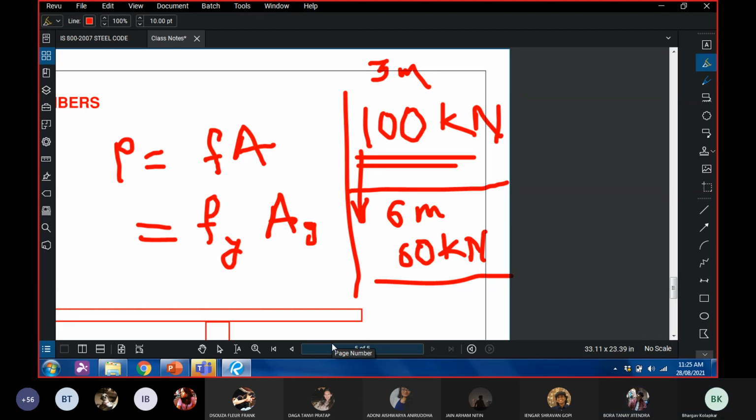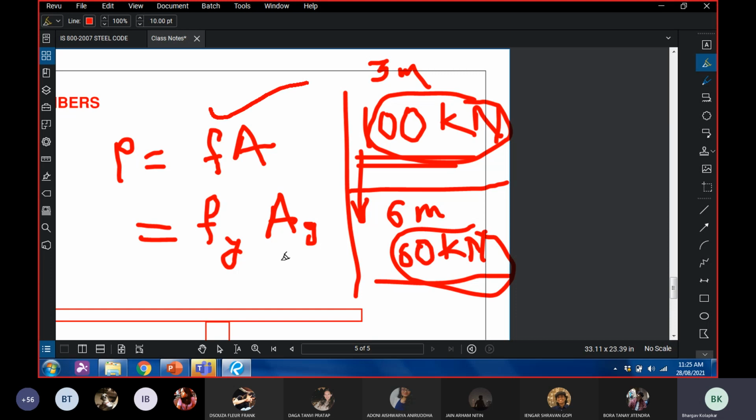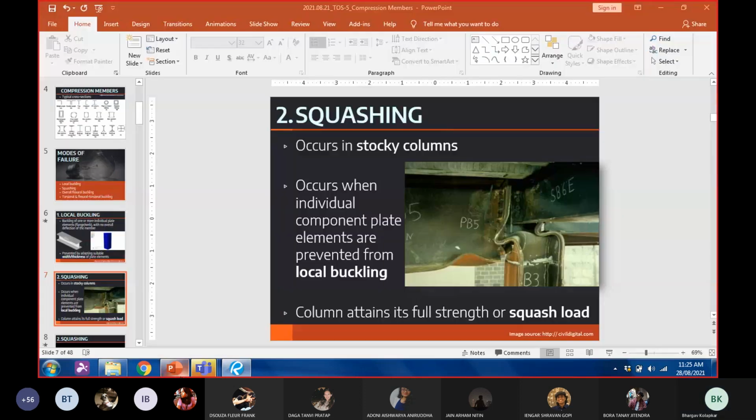Our end objective is we want to find out this number, this 60 or 100, whatever, based on what is the length of that column. So we should be able to identify first if the column is short or not. If the column is short, the procedure is straightforward. Just multiply the area by yield stress. Now, if the column is slender, then what to do? That is what we are going to get next.